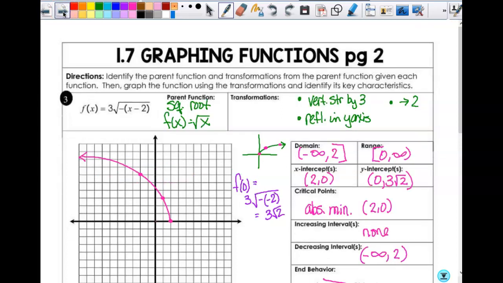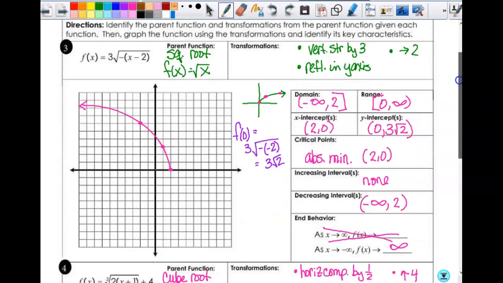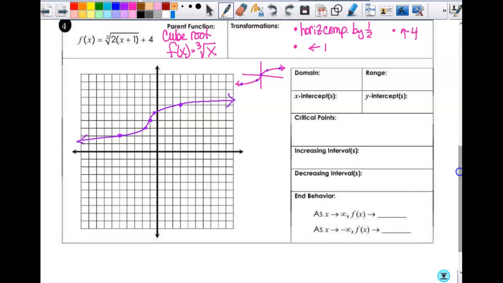So I believe yesterday we ended here. Okay, that's as far as we got, right? Okay, so we graphed this cube root. For this cube root here, what would my domain be? Good, negative infinity to infinity. And my range would be negative infinity to infinity. Very good.